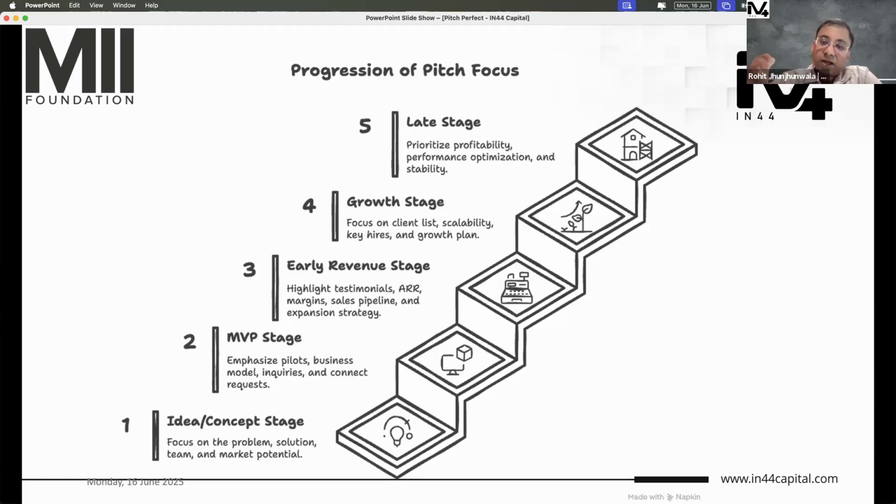But as you progress over the journey of a startup, you will need to keep adding more relevant information so that whoever you are talking to has the latest information.